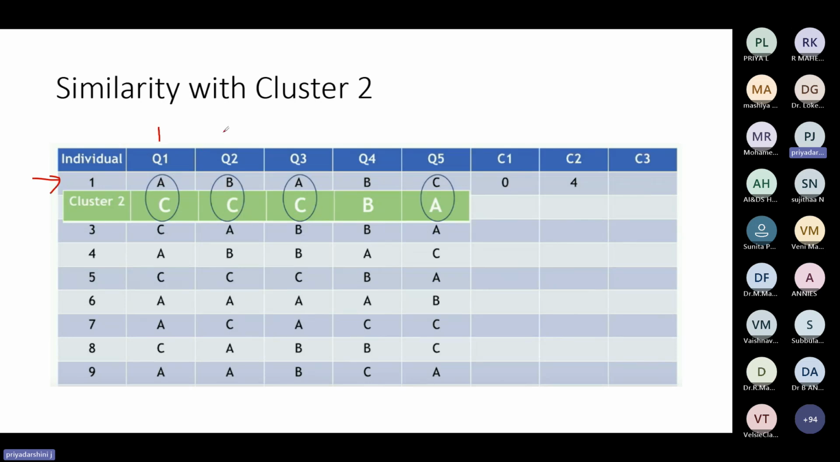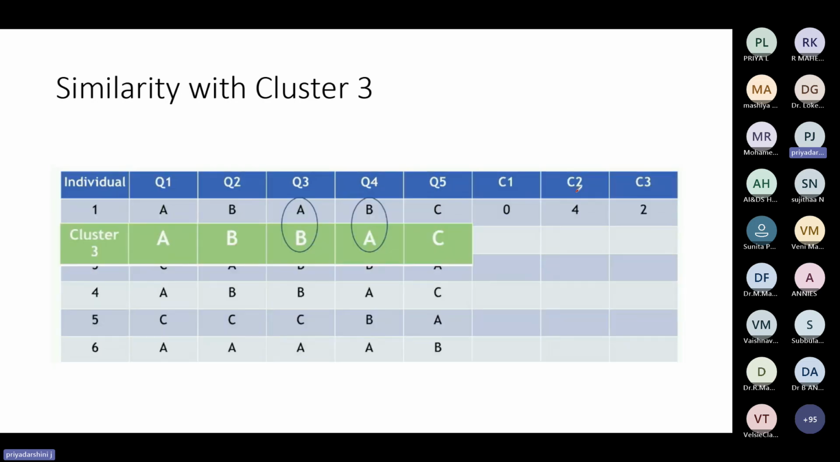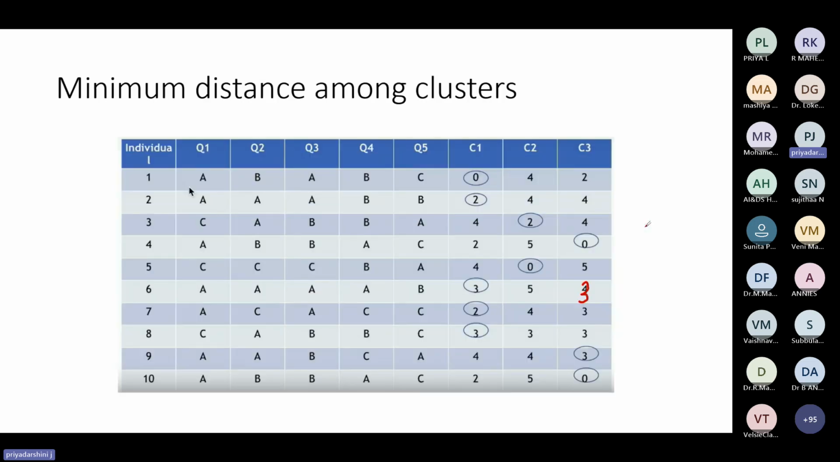Then B and C, here also one dissimilarity. A and C, one dissimilarity. A and C again, one dissimilarity. Altogether, how many dissimilar items do I have? 4. Like this, I find it for all of them. From here onwards, we use the same as what we did in K-means. We take the minimum item and group them together.